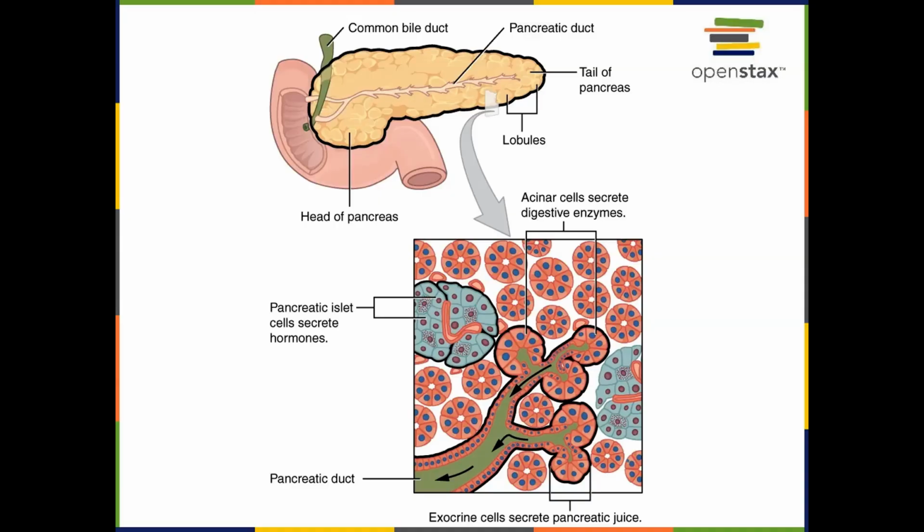The pancreatic juice excreted by the acinar cells travels out of the pancreas through the pancreatic duct into the small intestine at a region of the small intestine called the duodenum. This pancreatic juice contains digestive enzymes that help to break down the nutrients in our food.